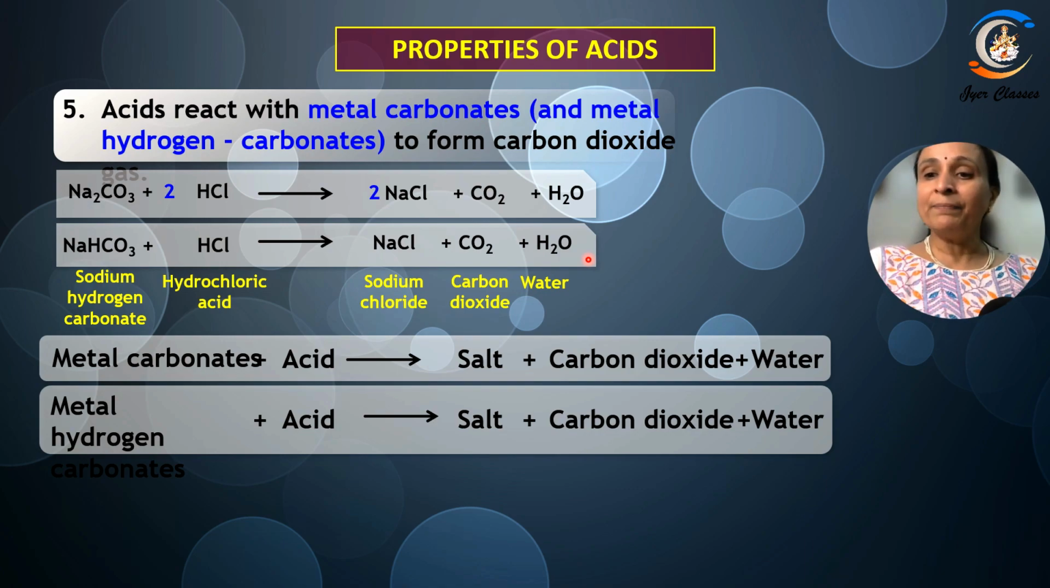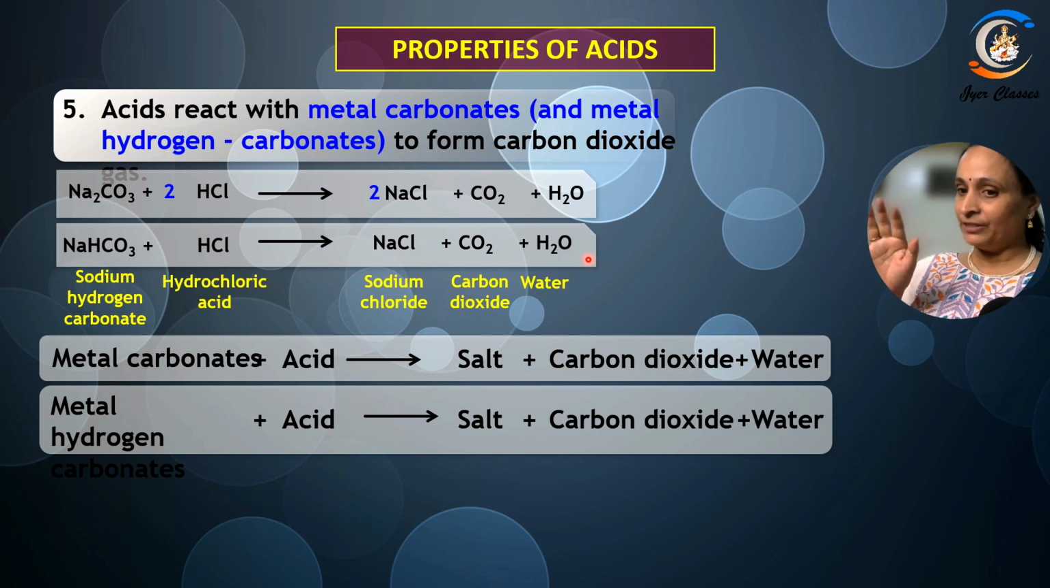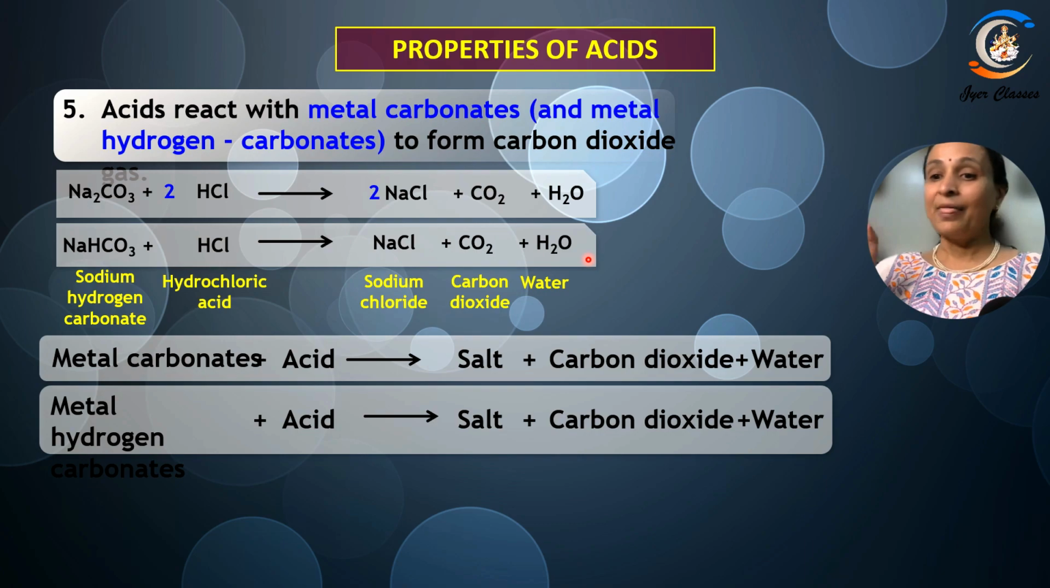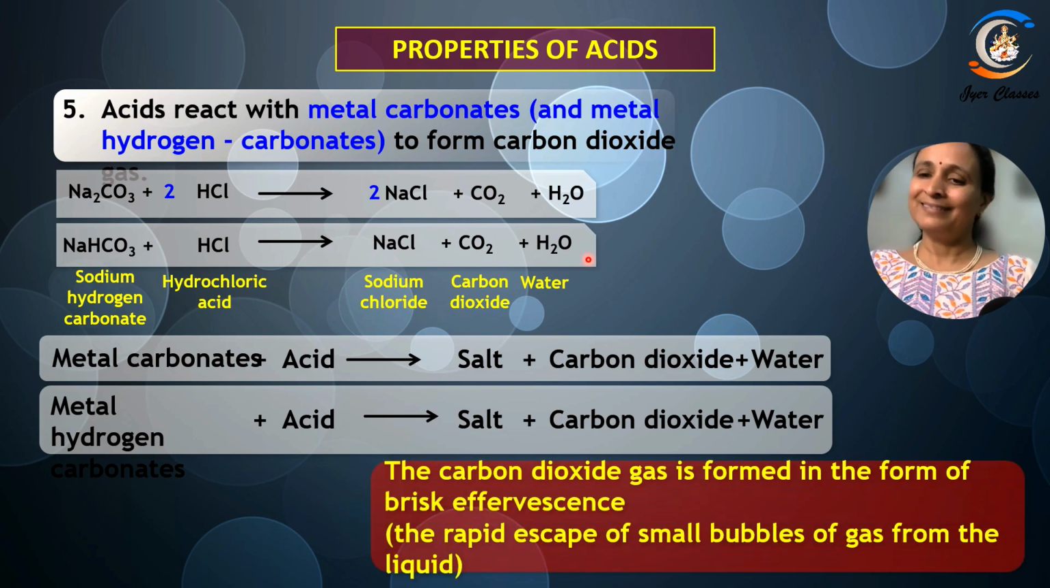Right? So what happens when metal carbonates or metal hydrogen carbonates react with acid? Yes. Salt, carbon dioxide and water. Remember this? Write the reaction, balance it. Done. Okay? Carbon dioxide will be released, right? How will it be released? In the form of bubbles.